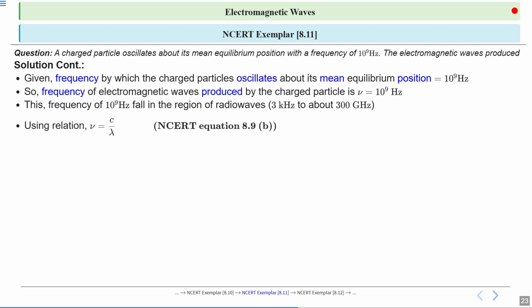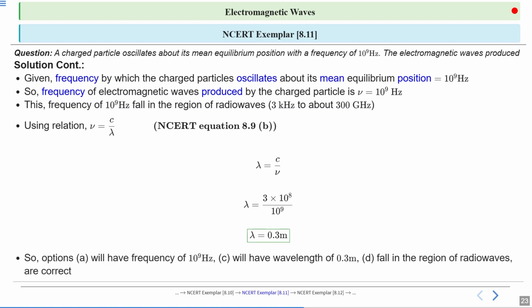Now we will find the wavelength associated with that frequency. Using the relation nu is equal to c upon lambda, according to NCERT equation 8.9b, lambda is equal to c upon nu. So lambda is equal to 3 into 10 raised to 8 divided by the frequency 10 raised to 9 hertz. So lambda is equal to 0.3 meter. Okay, so option A will have frequency of 10 raised to 9 hertz, option C will have wavelength of 0.3 meter, and option D falls in the region of radio waves. All these three options are correct. Only B option is incorrect.